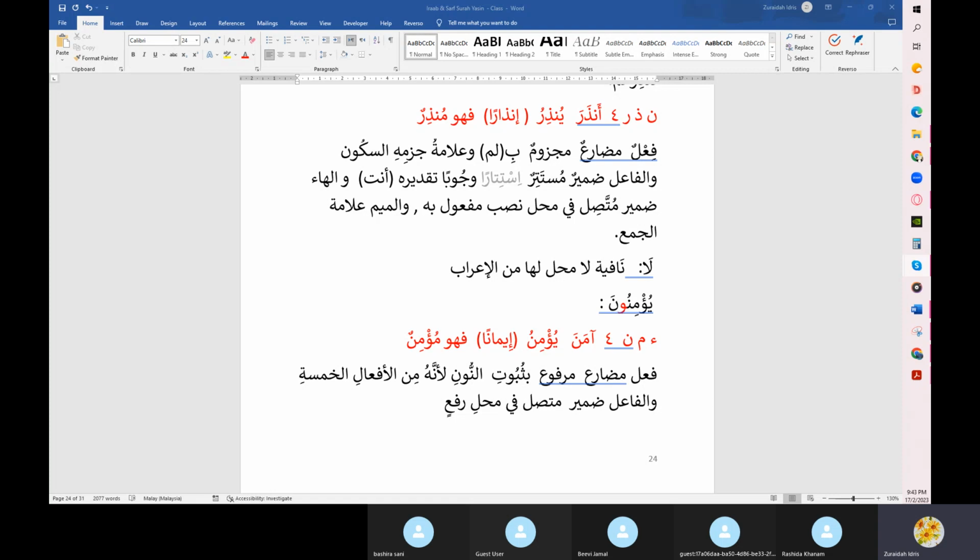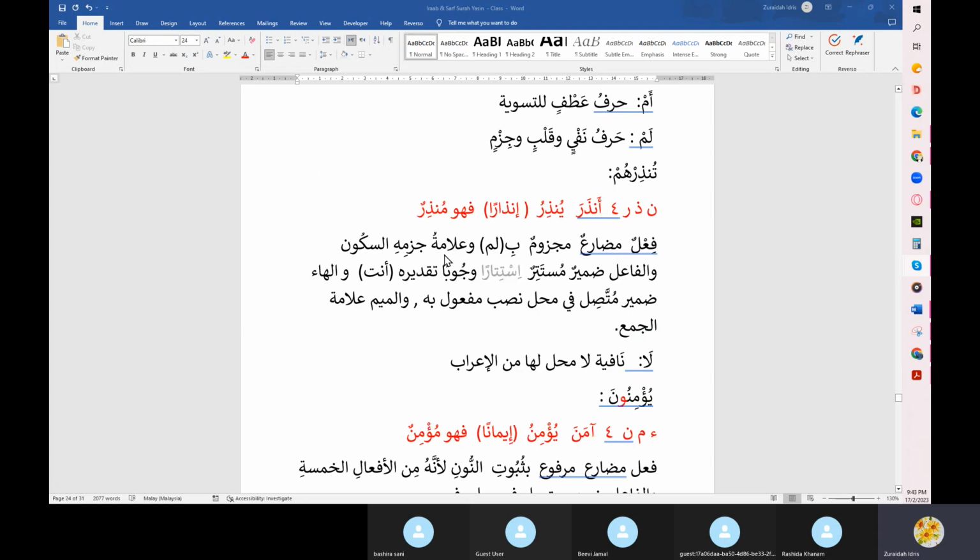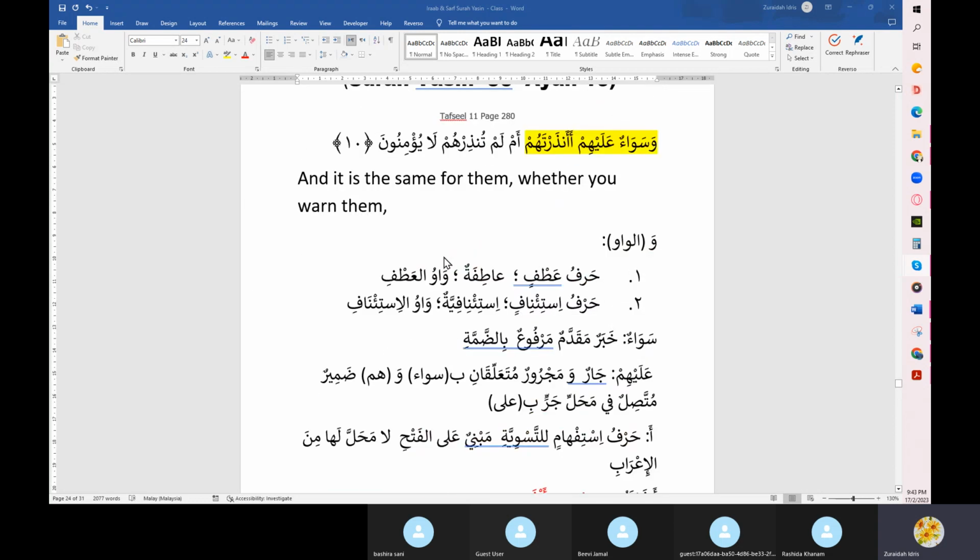Or you do not want them, they will not believe. And it is the same case. Brother Hazim says, or you do not want them, they will not believe. Yes, it's the same for them whether you warn them or you do not warn them, because it is lam. Okay, so I will take that one.